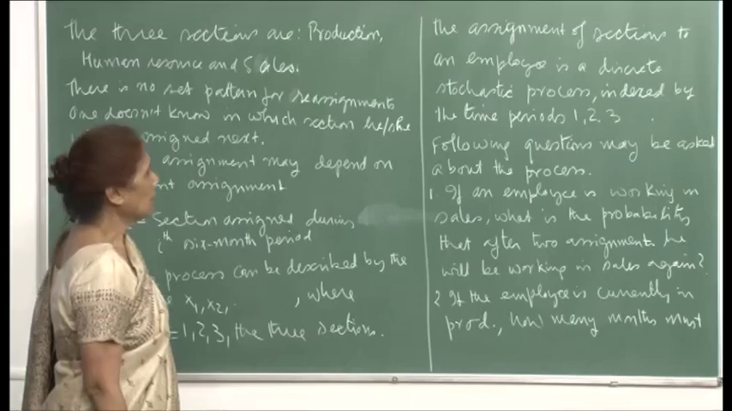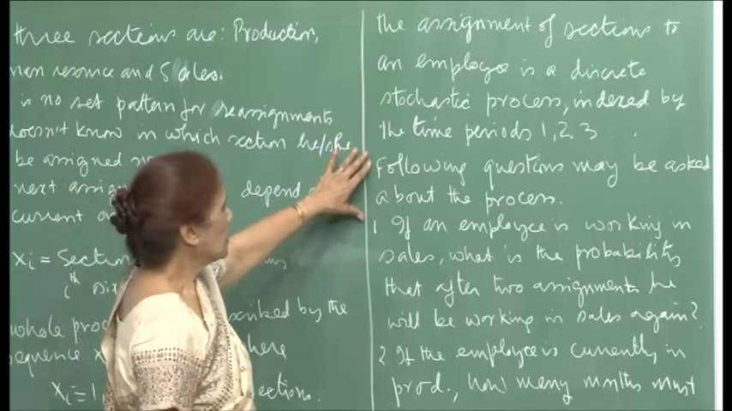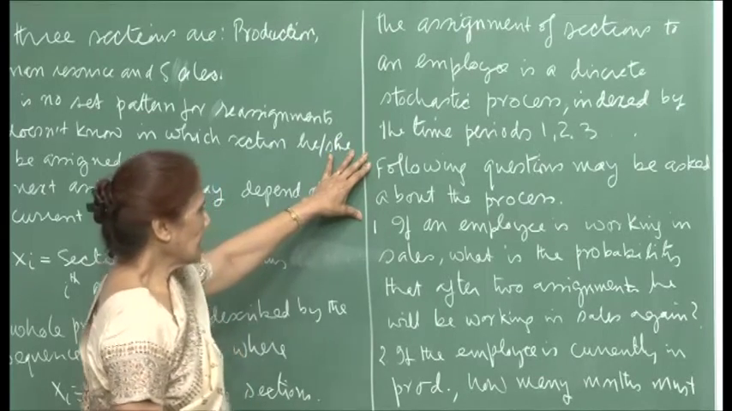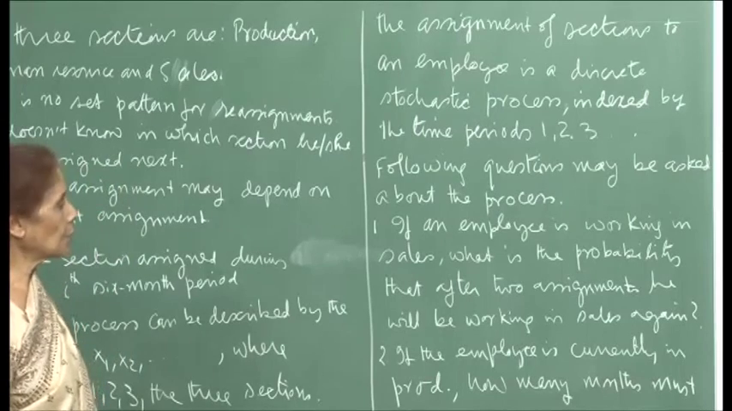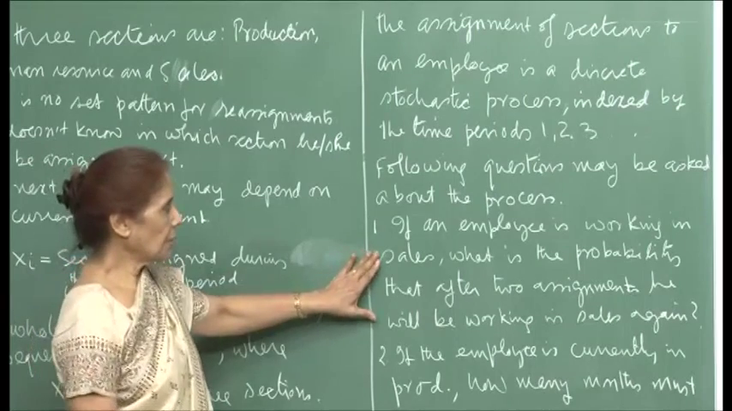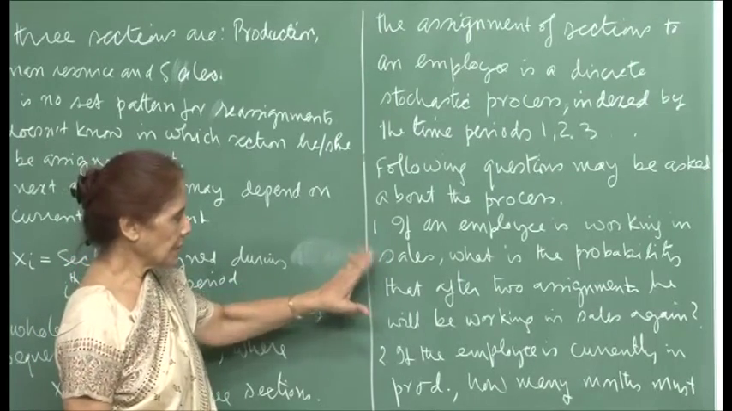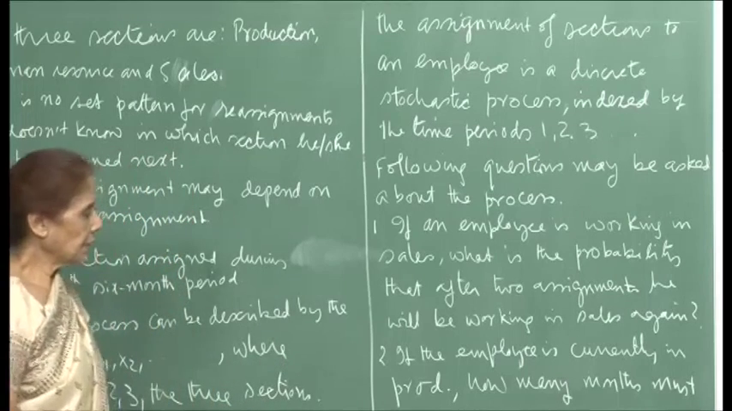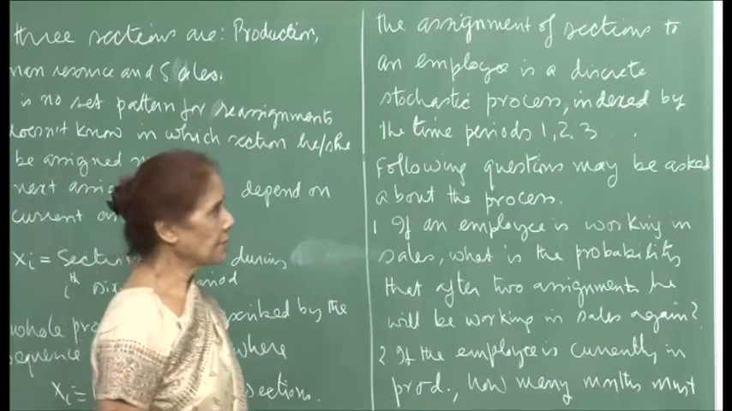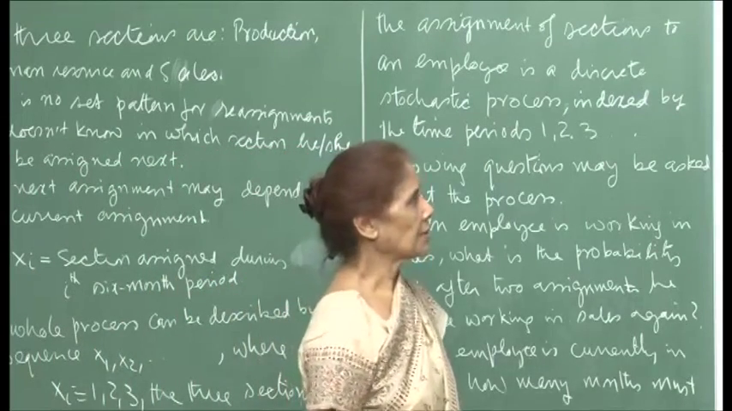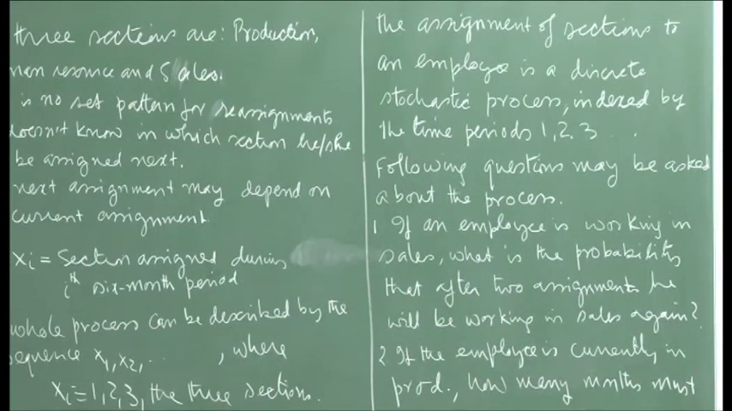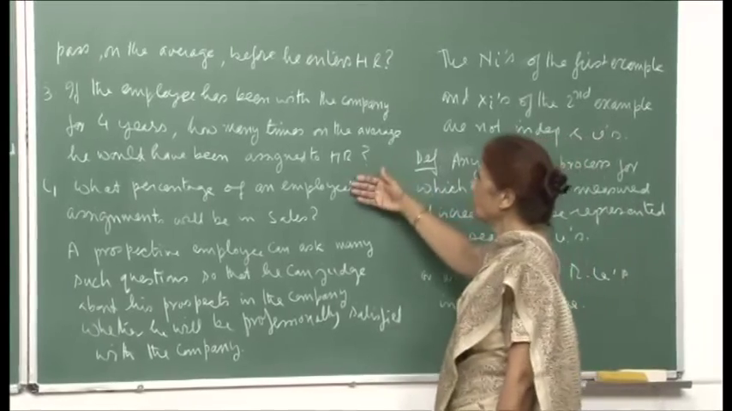and this is why we are calling it a stochastic process. Now, for this particular company, an employee may ask the following questions. If an employee is working in sales, what is the probability that after two assignments he will be working in sales again? This particular employee may want an answer to this question. Or for example, if the employee is currently in production, how many months must pass on the average before he enters HR, human resource? As I said for the first example, I am stating some questions, and you can also add some more.